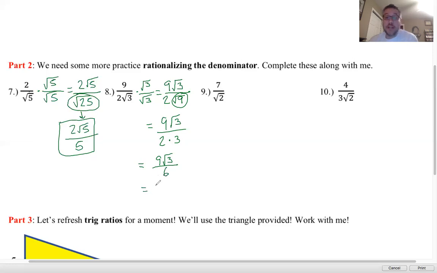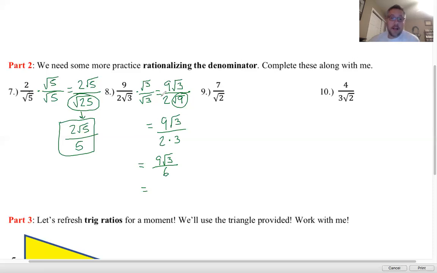And now we check the same thing we did in problem 7. In problem 7, remember the 2 and the 5 were relatively prime. They didn't simplify. But here, the 9 and the 6, they share a common factor. They're both divisible by 3.